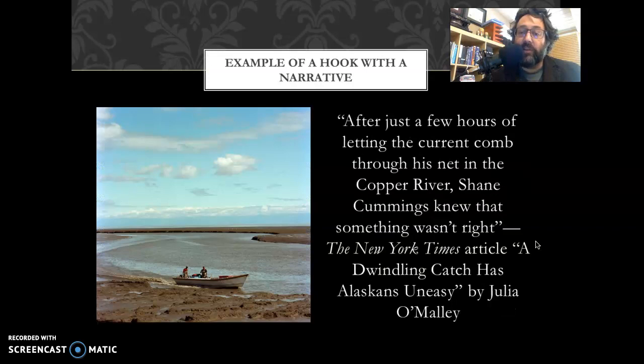The use of narrative here, the use of telling a story, is a good hook. This is a personal story, right? This is from an article called "A Dwindling Catch Has Alaskans Uneasy." "After just a few hours of letting the current comb through his net in the Copper River, Shane Cummings knew that something wasn't right." The article goes on to say he wasn't catching any fish. That's kind of a weird thing in the Copper River in Alaska. That's a weird thing.